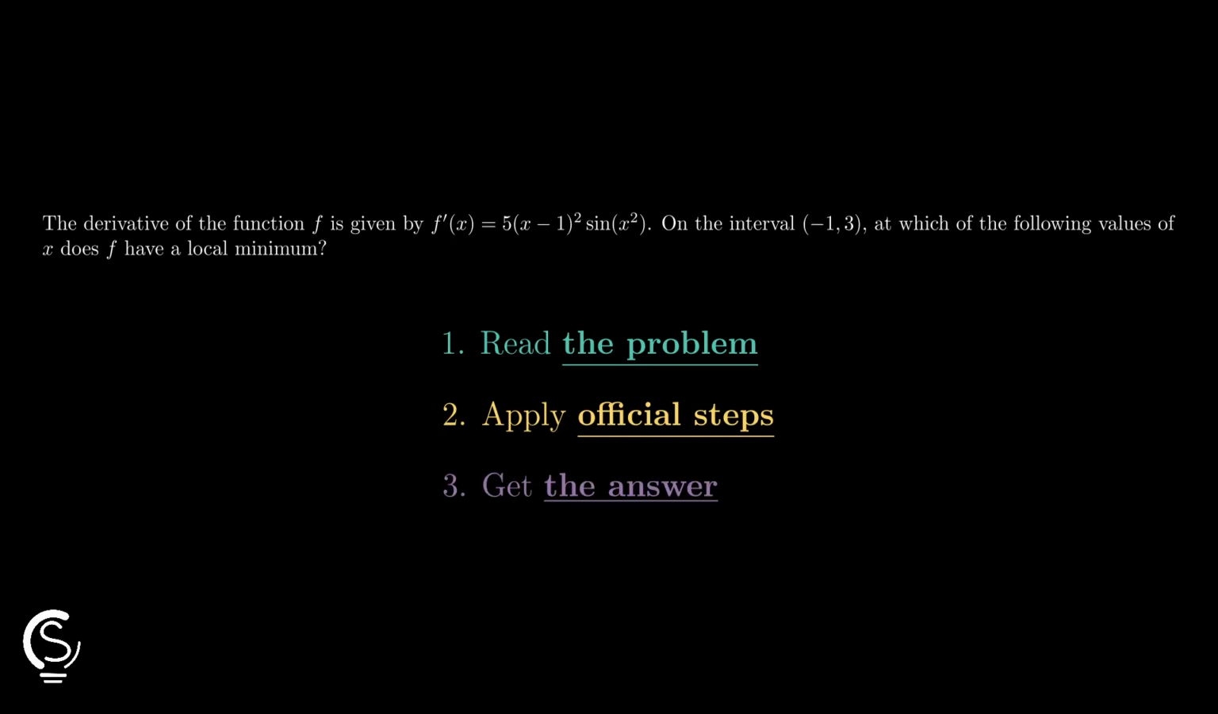Finding a local minimum from a derivative is fast. We just see where the slope changes from negative to positive quickly.